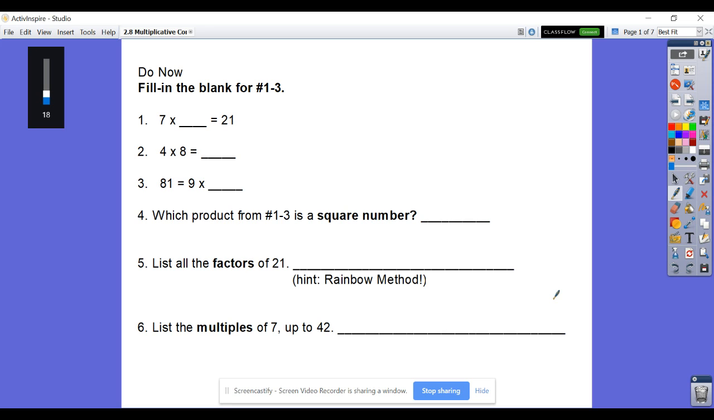We have a do now today to warm up our brain. So I want you to pause the video, write this down on your piece of paper or in your notes, fill in the blanks for numbers 1 through 3, and then answer the questions or complete the directions for numbers 4, 5, and 6. Warm up those brains and play back the video when you are ready to check your answers.